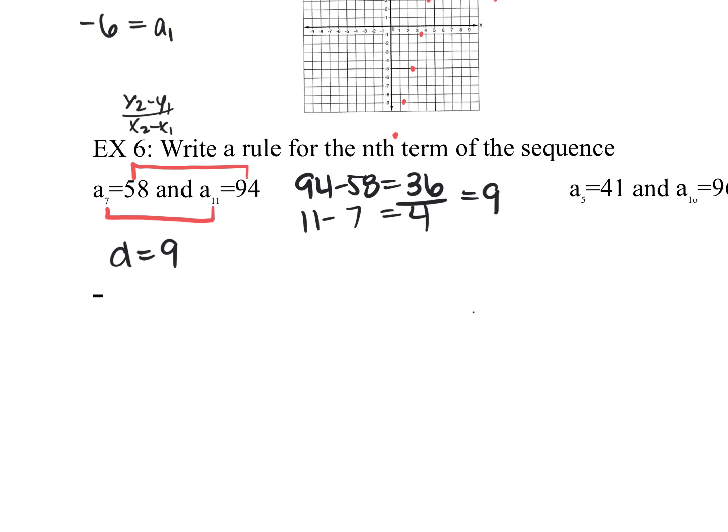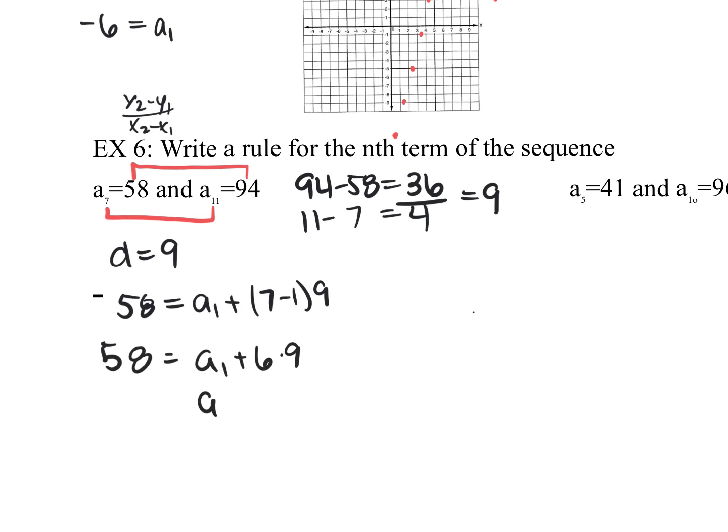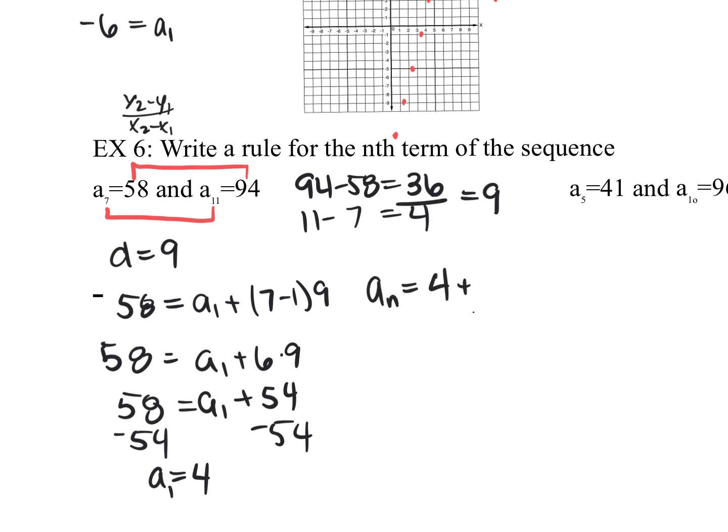So then we're going to plug in 58 equals A1 plus 7 minus 1 times 9. 58 equals A1 plus 6 times 9. 6 times 9 is 54. So 58 equals A1 plus 54. So A1 equals 4. And then we can plug that in. 4 plus n minus 1 times 9. 9n minus 9, which is 9n minus 5.